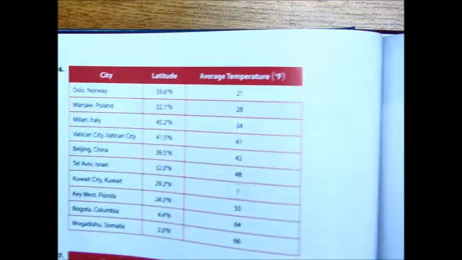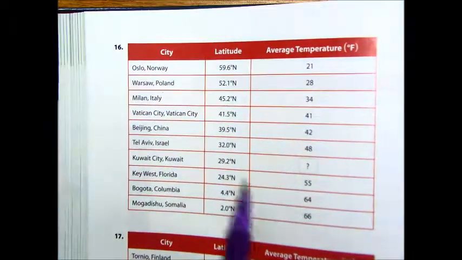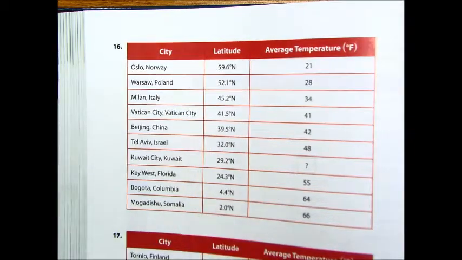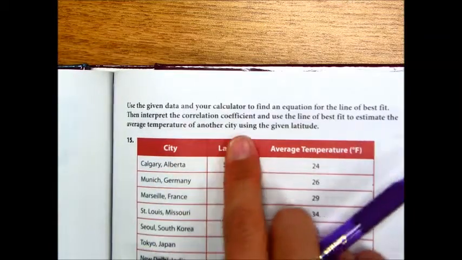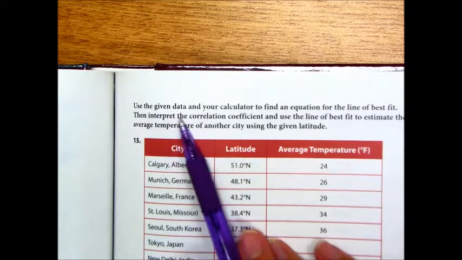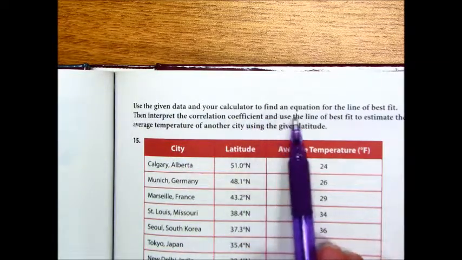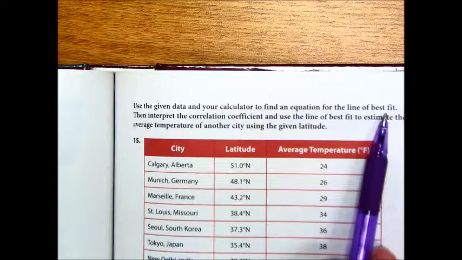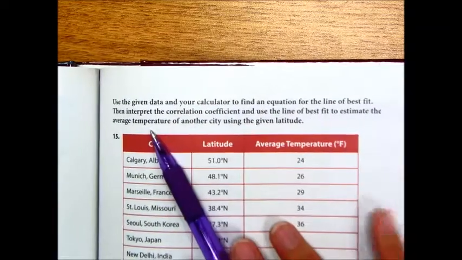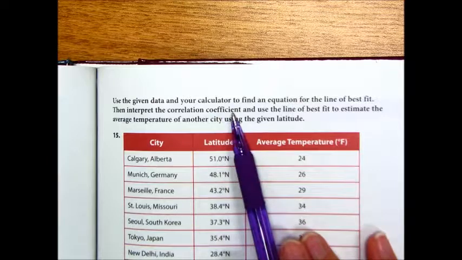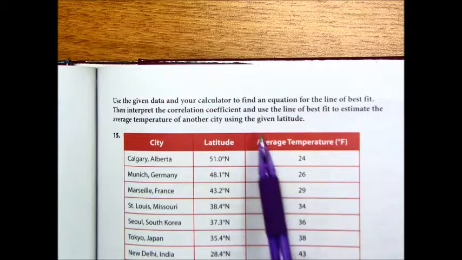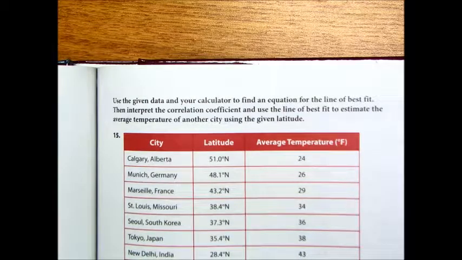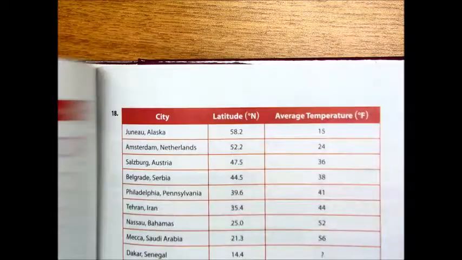And here we go. So if you are on page 372, this is number 16. What you're going to notice is there's no directions on this page. They're on the previous page. So let's take a look at what the directions are. On page 371, here is what we are doing. Use the given data and your calculator to find an equation for the line of best fit. That's that linear regression. Then interpret the correlation coefficient and use the line of best fit to estimate the average temperature of another city using the given latitude. Okay, so there's our directions.